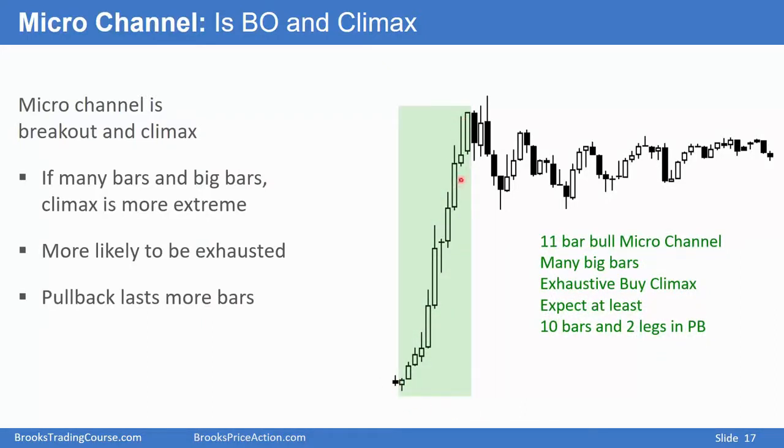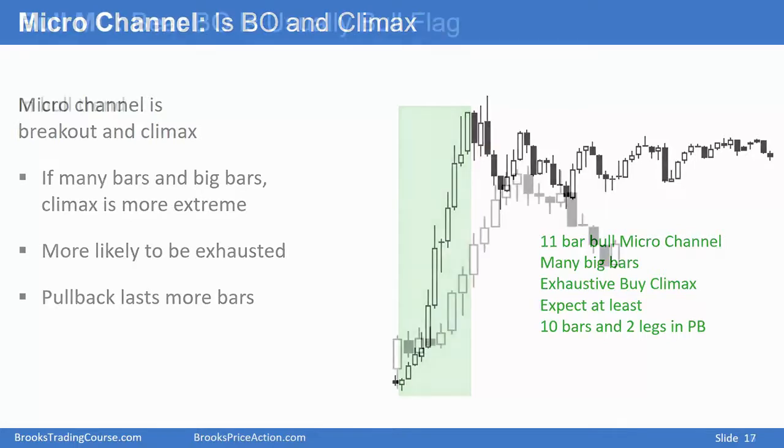11 bar bull micro channel, consecutive buy climaxes 1, 2, and 3. Many big bars. Expect at least 10 bars, 2 legs, sideways to down, and a pullback. So this would be the minimum that traders would expect. It's an exhaustive buy climax.